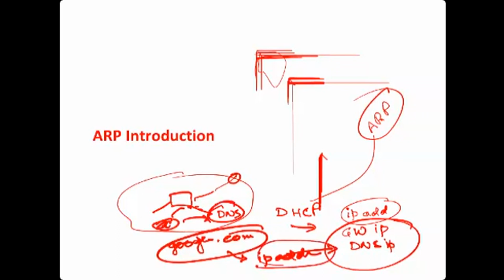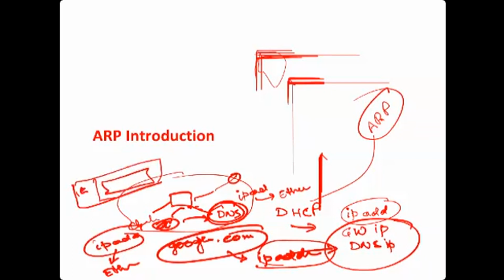But how do I reach it? I know its IP address. I know this guy's IP address. But I don't know its Ethernet address. And within a LAN, I need to use only the Ethernet address, right? So now I need to advertise as a client that, please, I know this IP address, please respond with your Ethernet address. Once I know the Ethernet address, then I can wrap up my message, whatever my query is, and then send it over to the destination IP address of the domain name server, right?